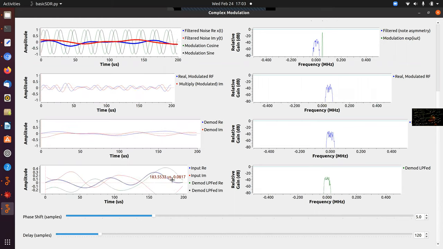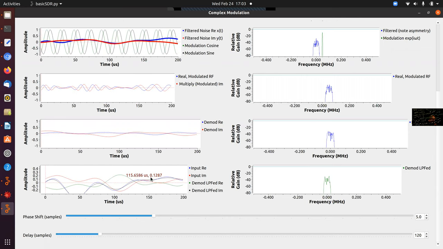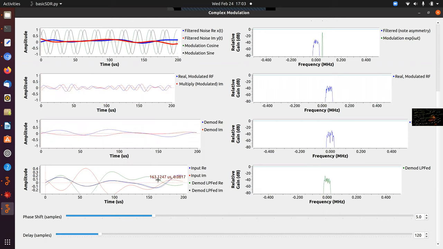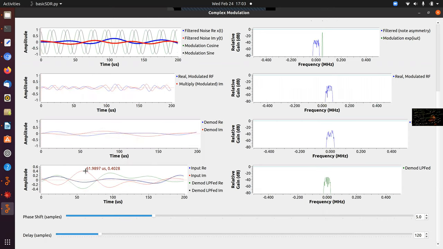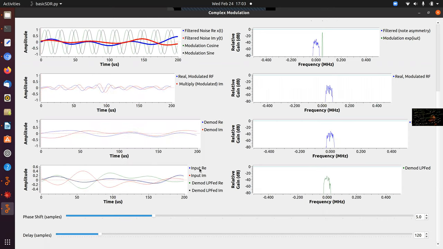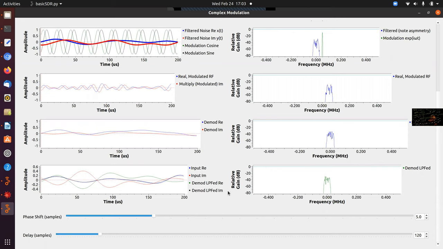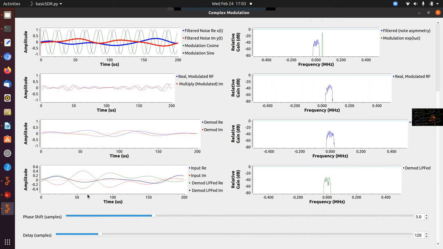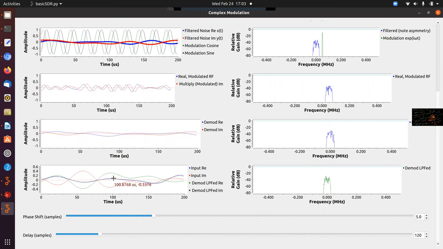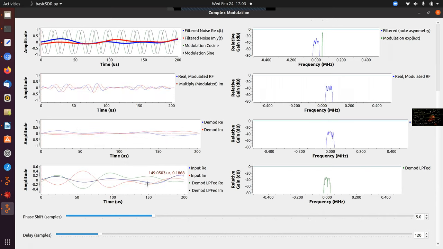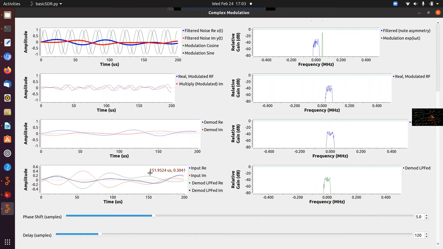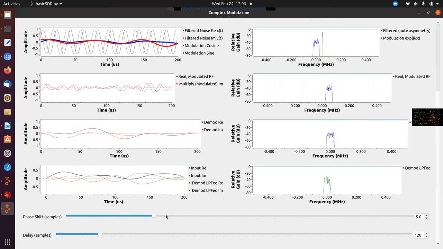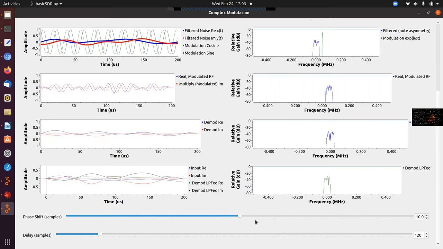And although it's a little bit hard to see, let me see if I can stop it. Yeah, and what you see is that the blue and the black match. So the real input now looks like the imaginary output. And the other components are still there. They're just inverted in sign. Let me play that again. And if I keep phase shifting, all the information is always there.